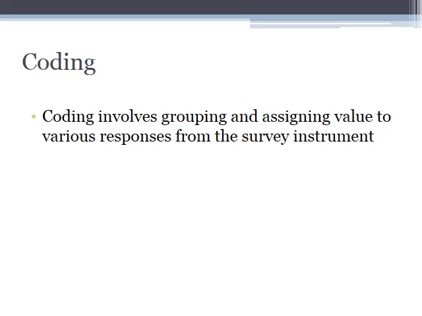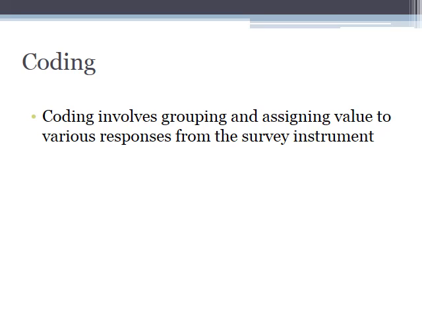So coding is the process of grouping and assigning value to various responses from the survey instrument. And we can code quantitative and qualitative data. When we're talking about coding quantitative data, let's think of just a regular Likert scale. You may say, please state the extent to which you agree with the following statement: I like dogs. Strongly disagree, disagree, neither disagree or agree, agree, or strongly agree. So you've got 5 responses there.